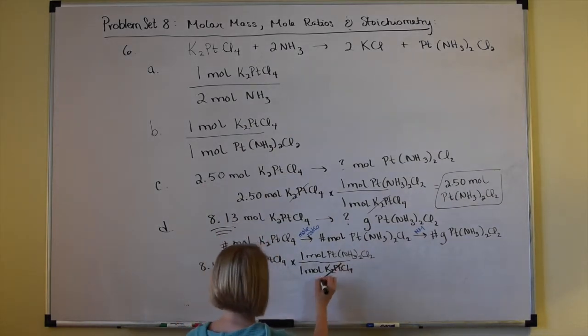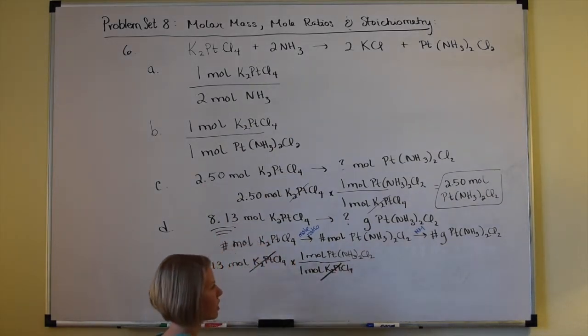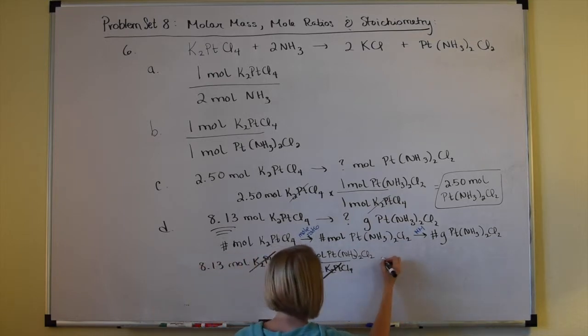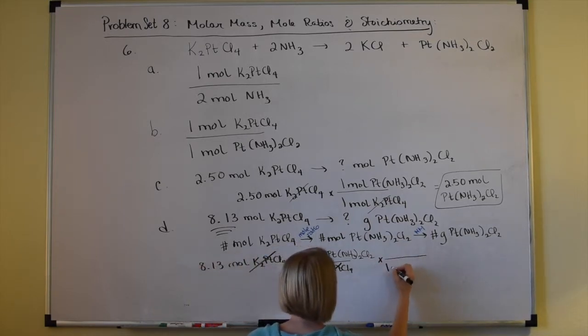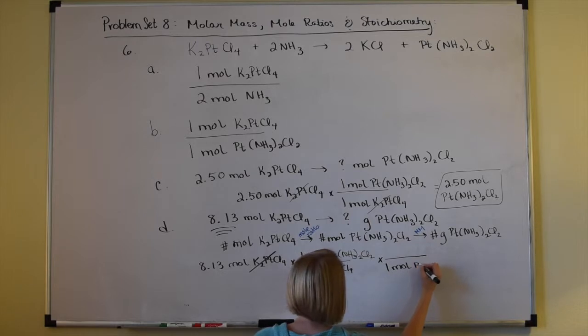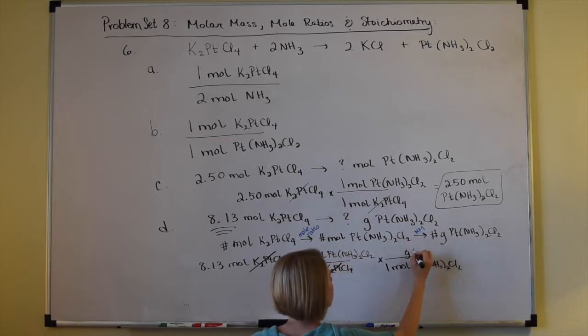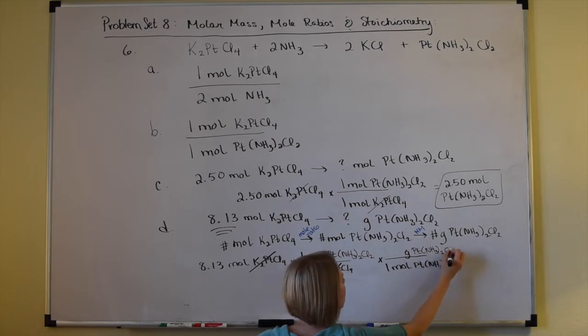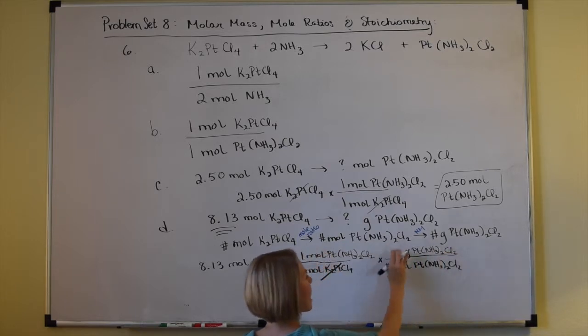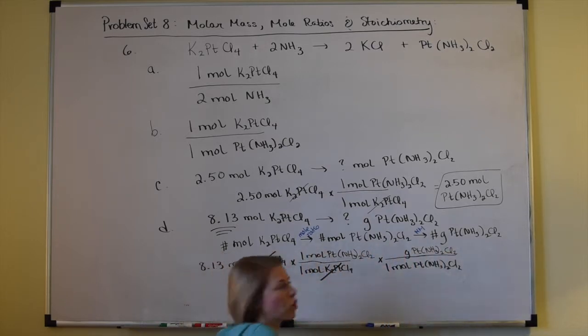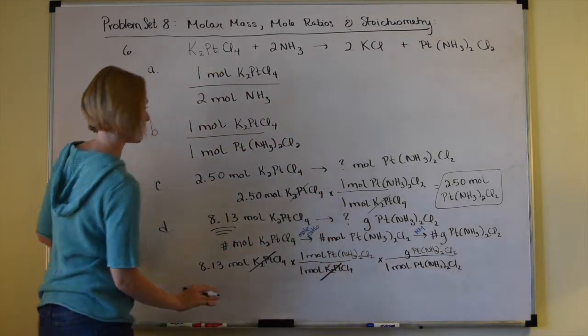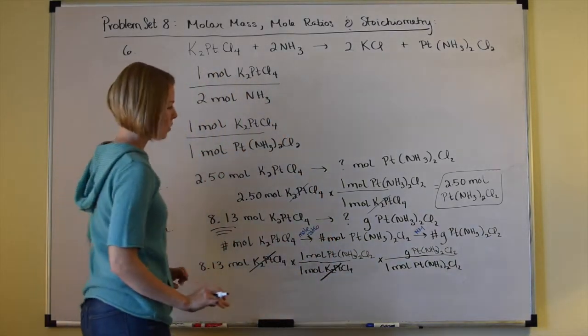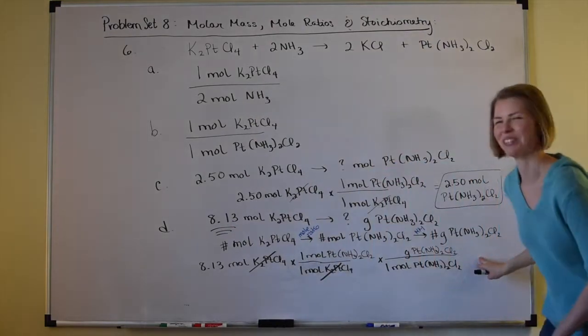Okay, so we've already figured out how many moles of cisplatin are going to form, and for every 1 mole of the cisplatin, we can figure out how many grams by calculating the molar mass. So the number that goes here will come from the molar mass. Let's do the molar mass off to the side over here. Okay, so well, let's do it over here because my periodic table is over here.